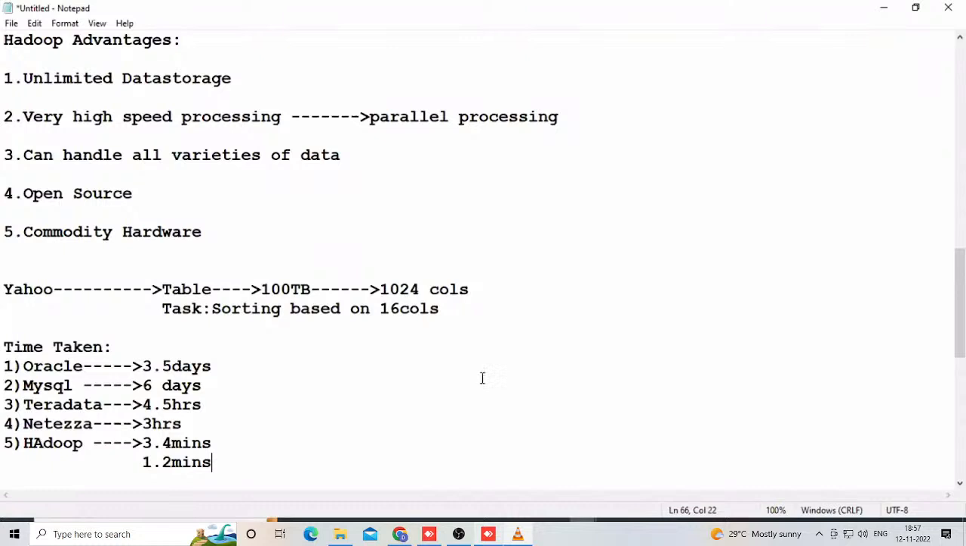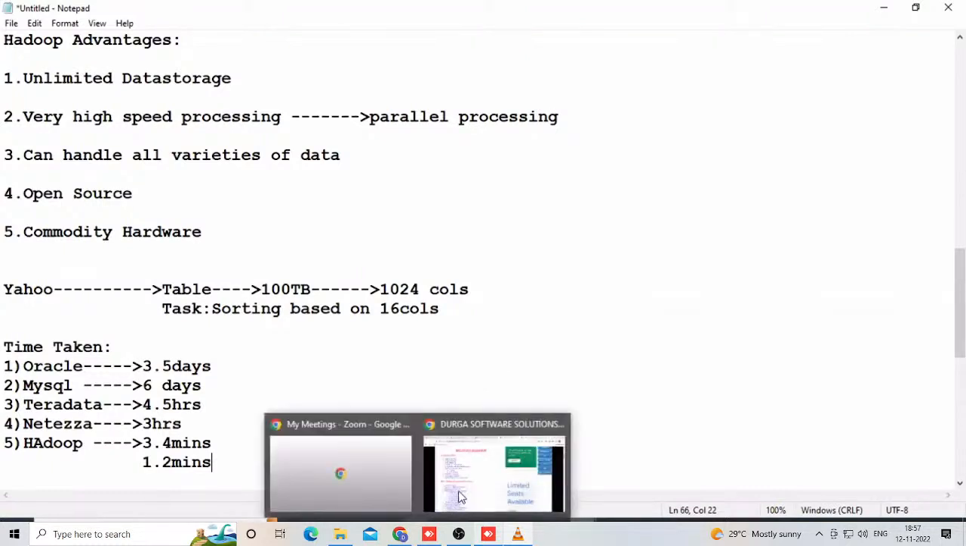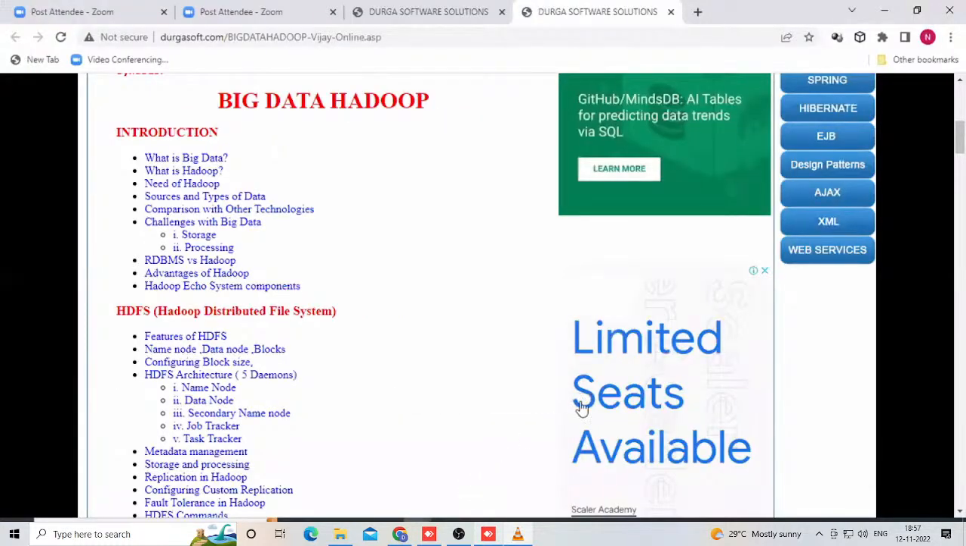So what I'm going to discuss as part of this course, my more concentration will be on Spark and Scala. In Hadoop, I'll be discussing some important components more, and there are some components which are outdated. I'll be just giving you knowledge on those.